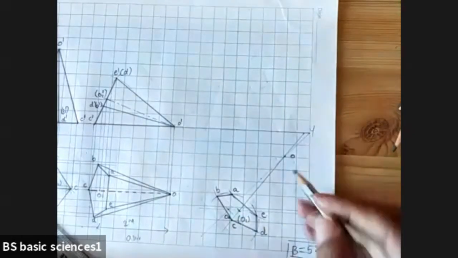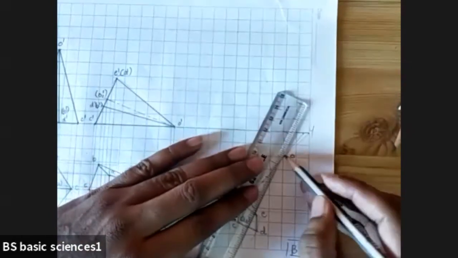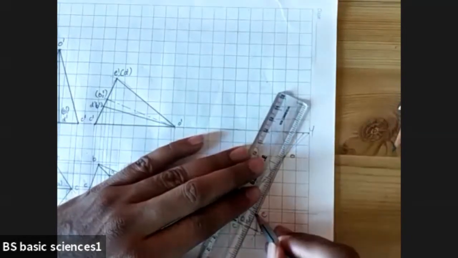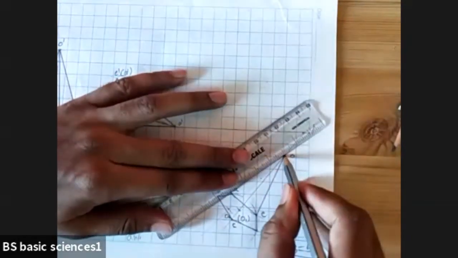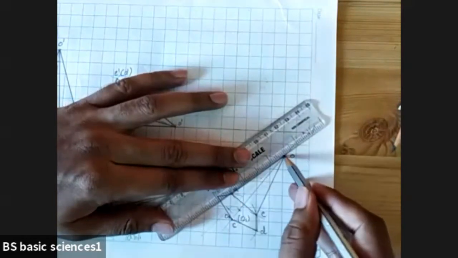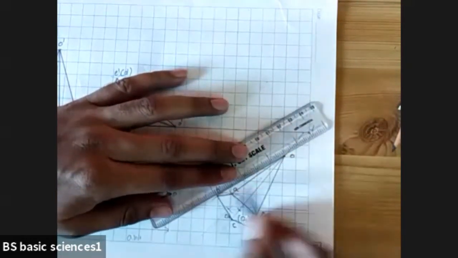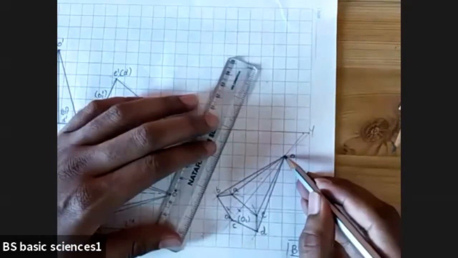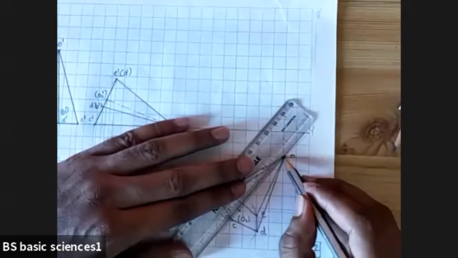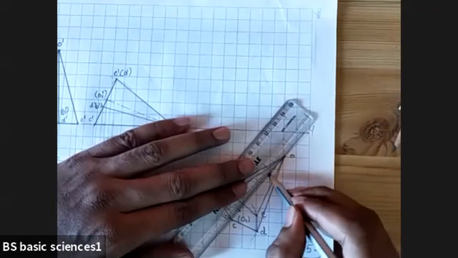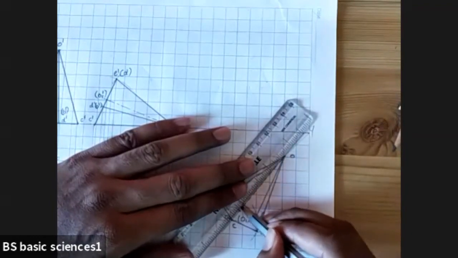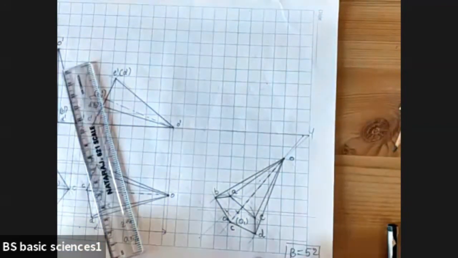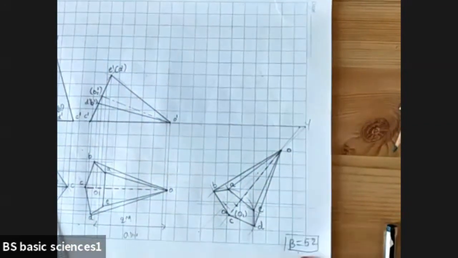Okay, after that, start joining from the slant edges, that is from the apex. O to E, O to A, O to B, so O to D, and finally O to C will be what? It will be a hidden line, so it will be thick and dotted line. So we have completed this. The beta angle is how much? 52. You'll be getting it.